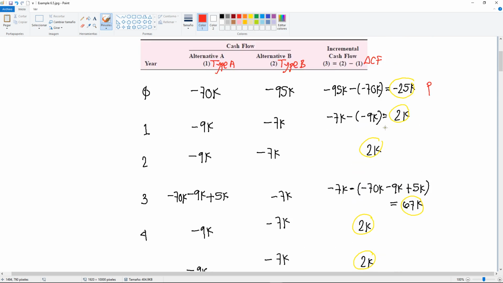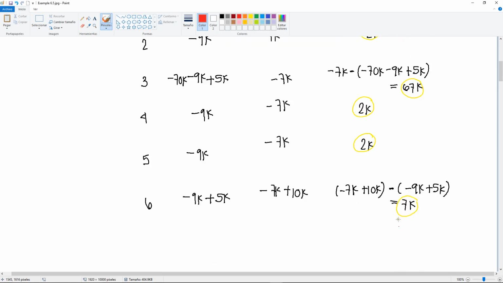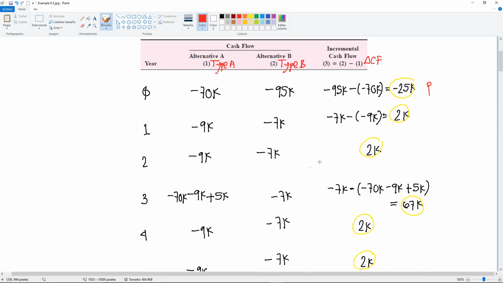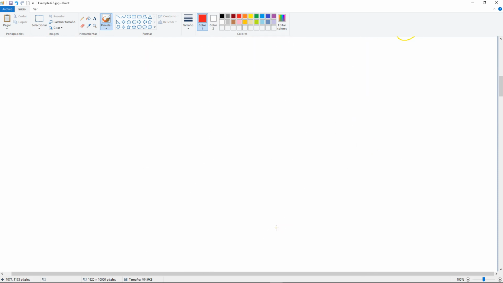Okay, so what do you think this is going to be if you have 2000 in each year? Now, yes, you have 2000 in years 1 and 2, but then in year 3 you have 67,000, and then in year 6 you have 7000. Okay, so let me draw a diagram with these cash flows. The ones I circled in yellow, so that it's easier for you to identify what symbol they correspond to.